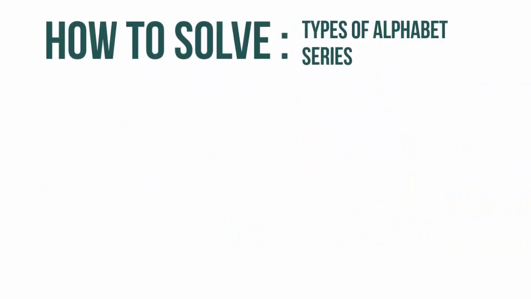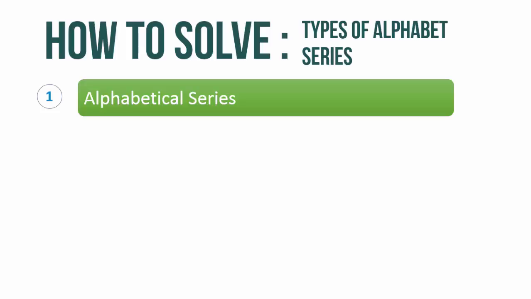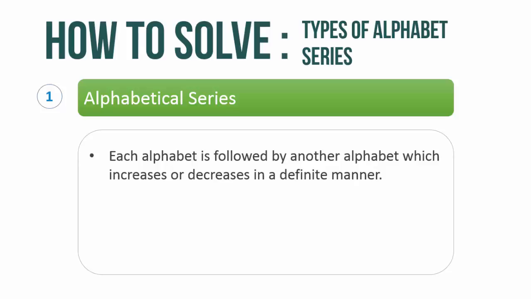How would we solve an alphabet series question? The first type of alphabet series is a purely alphabetical series. What I mean by that is, every component of the series is an alphabet. Each alphabet is followed by another alphabet which either increases or decreases in a predefined manner. Now, this definite manner need not be a linear increase. It could have some other logic to it, but there is a definite logical sequence that the series will follow.